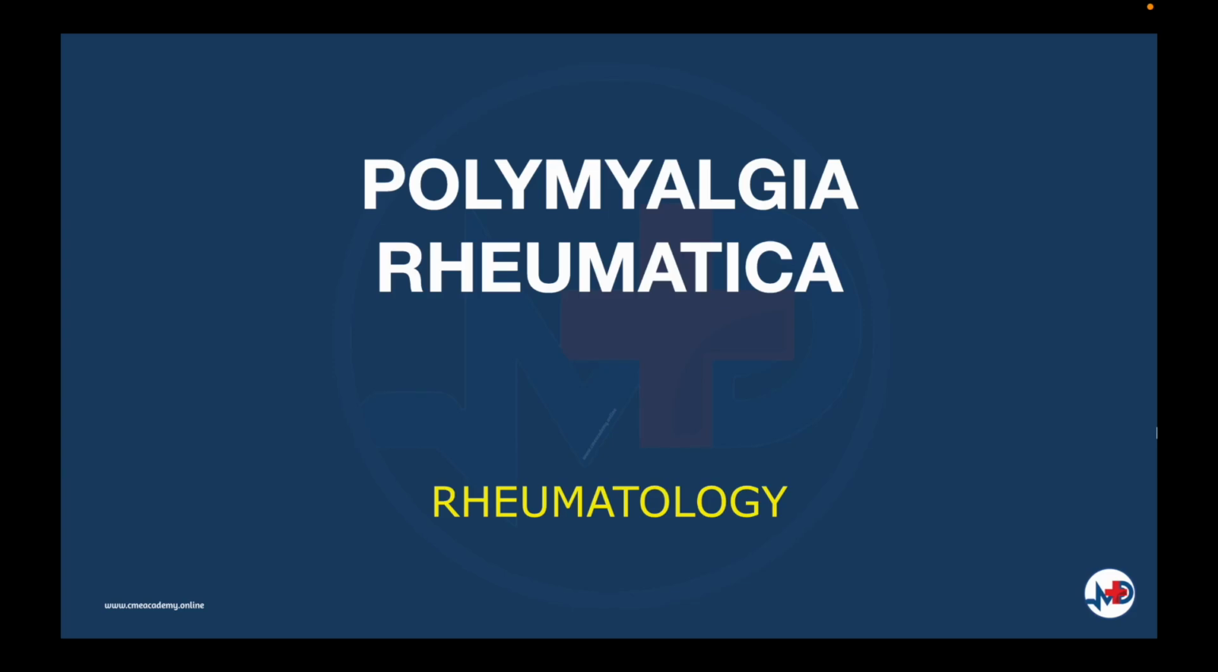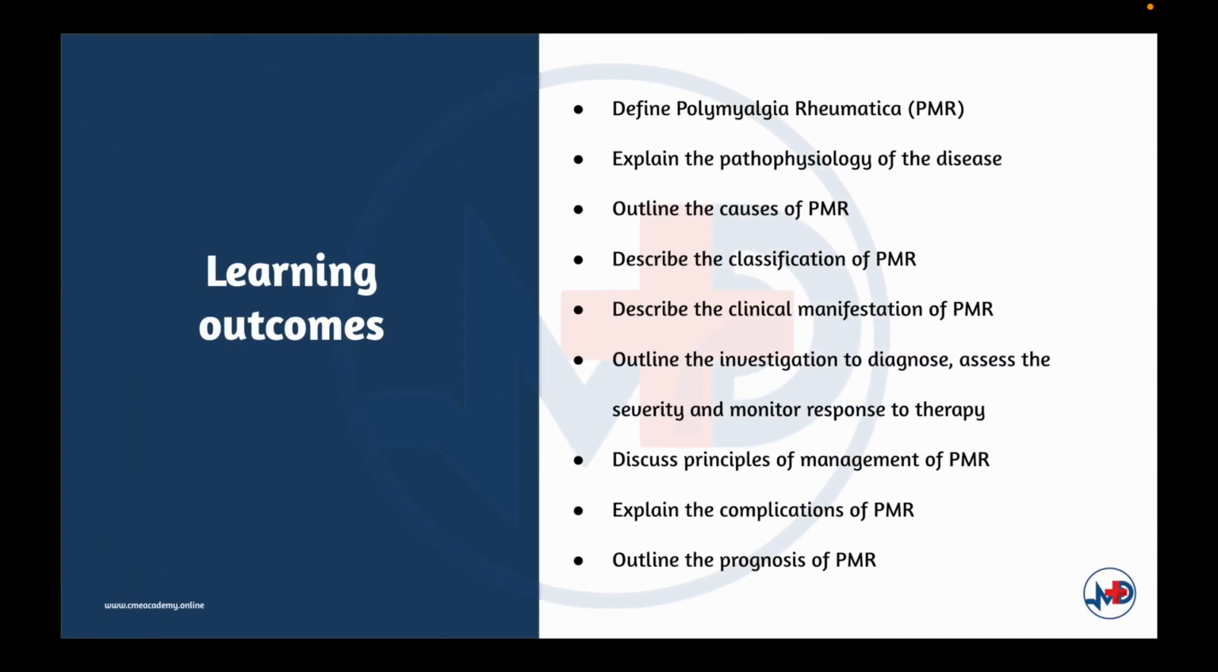The topic Polymyalgia Rheumatica in the Rheumatology module. By the end of this topic, you should be able to define Polymyalgia Rheumatica, explain the pathophysiology of this disease, outline the causes and classification, describe the clinical manifestations of Polymyalgia Rheumatica, outline the investigations to diagnose, assess the severity and monitor the response to therapy, discuss the principles of management, and explain the complications and prognosis of Polymyalgia Rheumatica.